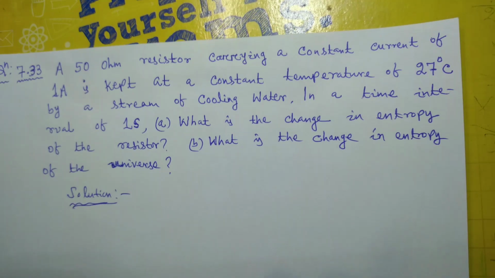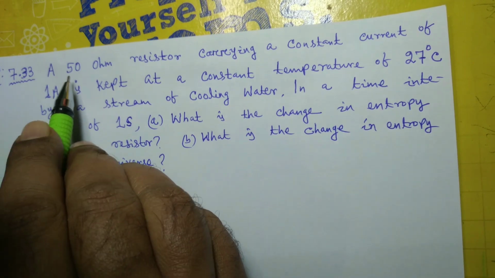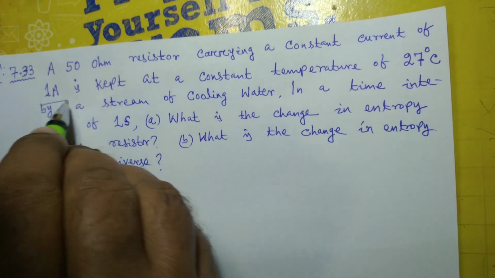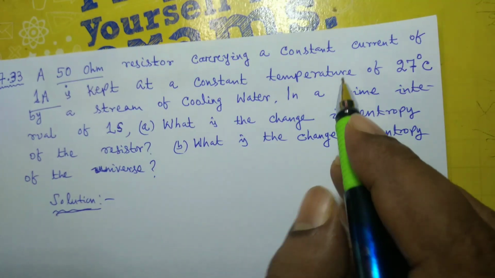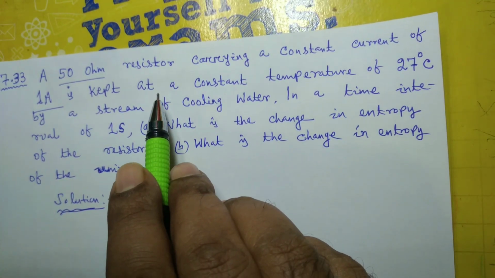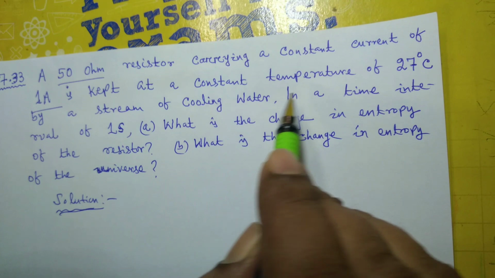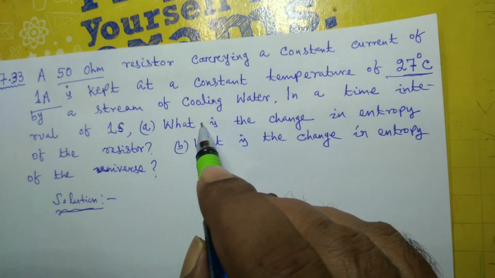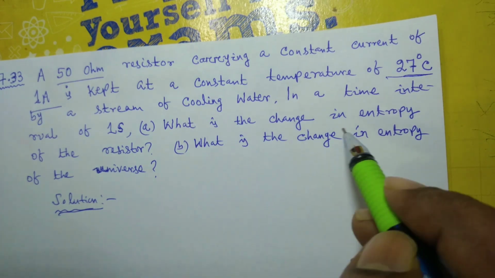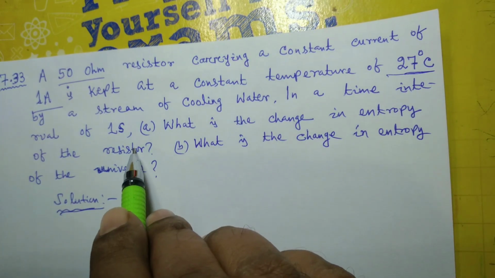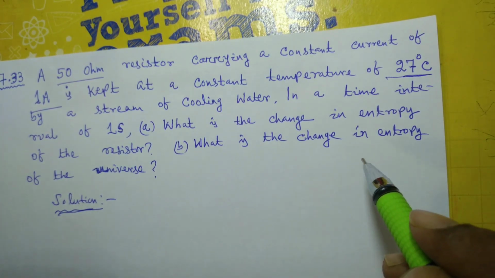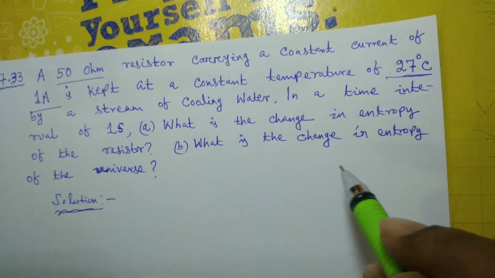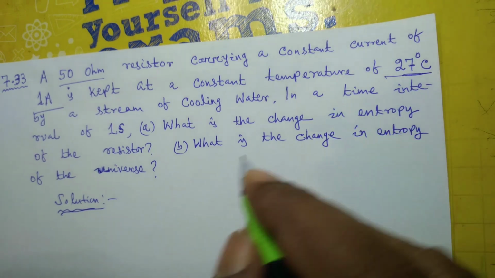7.33. The question is like this: a 50 ohm resistor carrying a constant current of 1 ampere is kept at a constant temperature of 27 degrees Celsius by a stream of cooling water in a time interval of 1 second. What is the change in entropy of the resistor? And in the second part, what is the change in entropy of the universe?